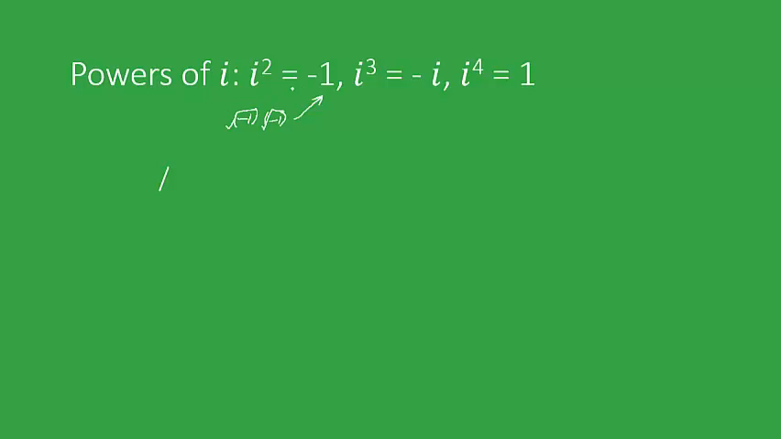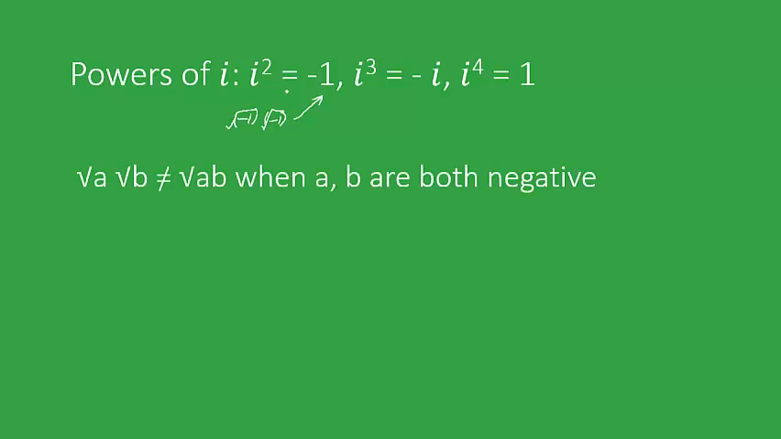So let's work out some of the powers of iota, that is, what is iota to the power 2, iota to the power 3, and so on. To work these out, we need an important result which says that root a into root b is not equal to root ab when a and b are both negative. That is to simply say, we have to look into what a is and what b is.